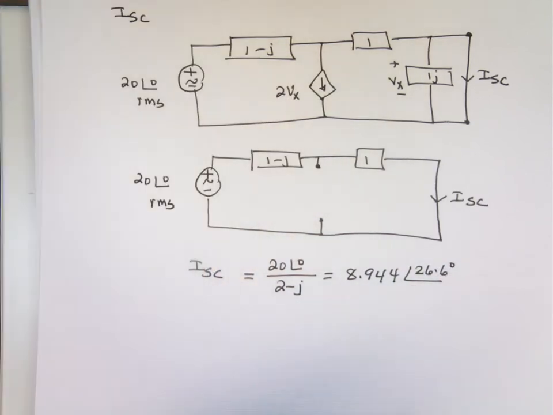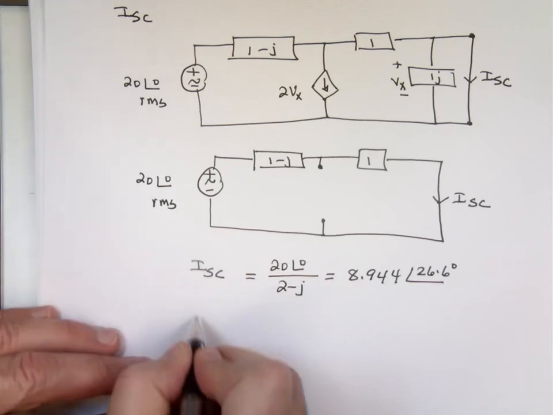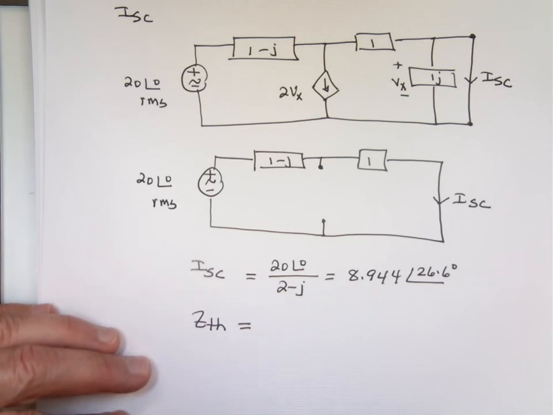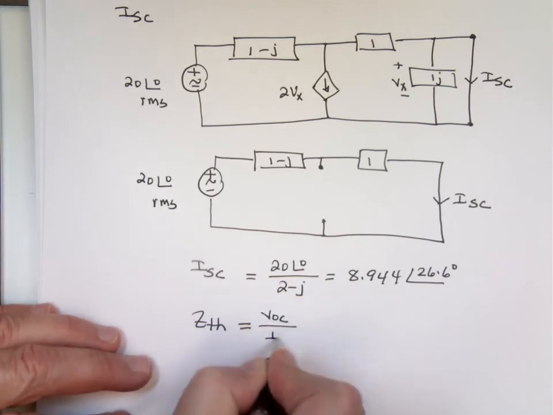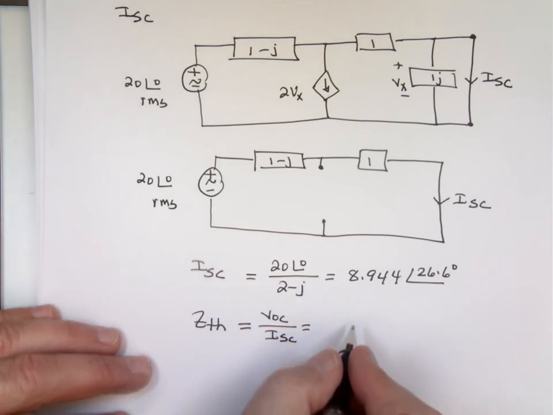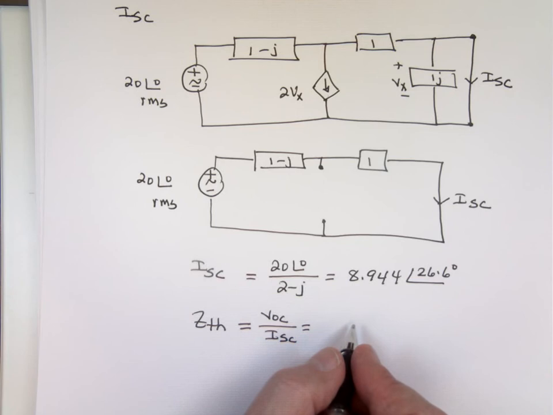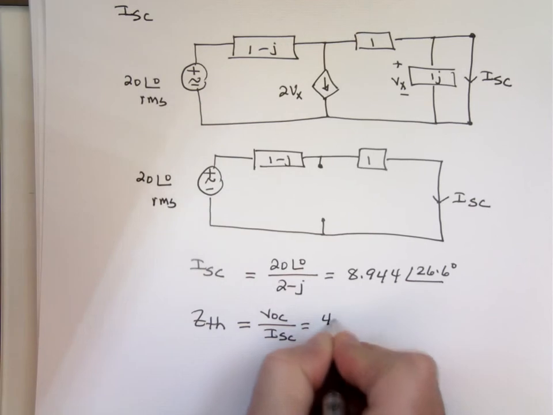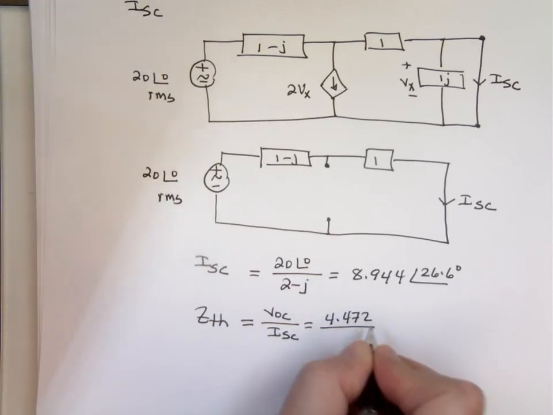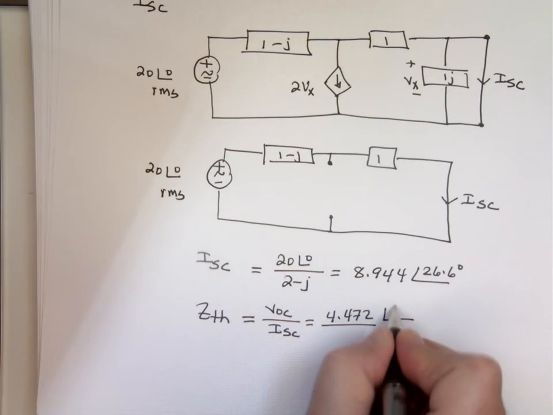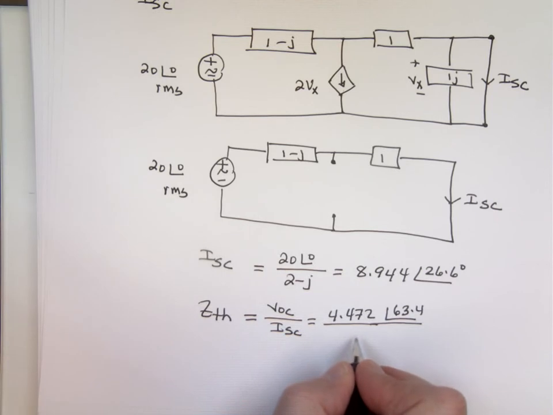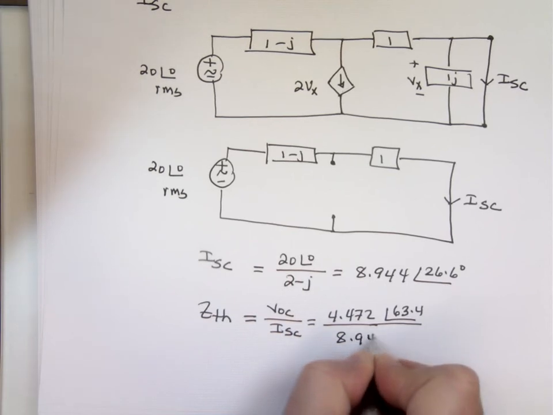So now I know what Z Thevenin is. It's V open circuit over I short circuit. What's my V open circuit? 4.472 angle 63.4 over what? I short circuit, which is 8.944 angle 26.6 degrees.